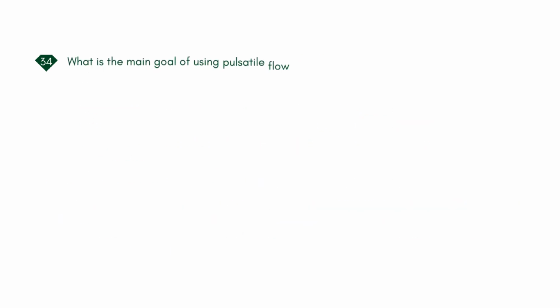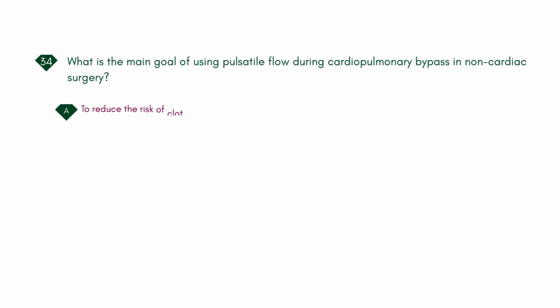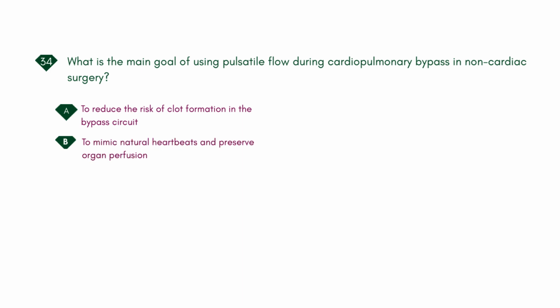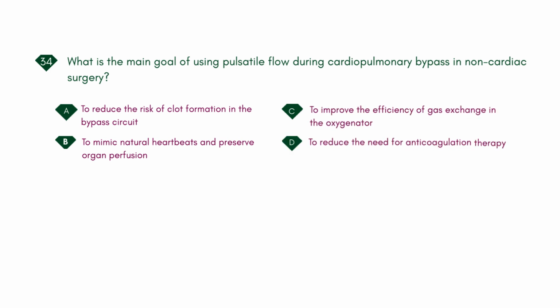What is the main goal of using pulsatile flow during cardiopulmonary bypass in non-cardiac surgery? A. To reduce the risk of clot formation in the bypass circuit. B. To mimic natural heartbeats and preserve organ perfusion. C. To improve the efficiency of gas exchange in the oxygenator. D. To reduce the need for anticoagulation therapy.